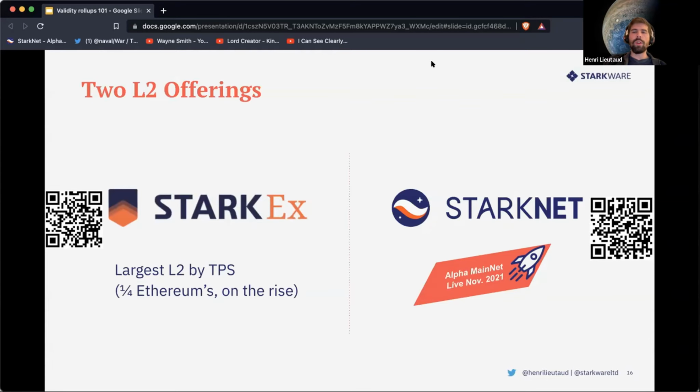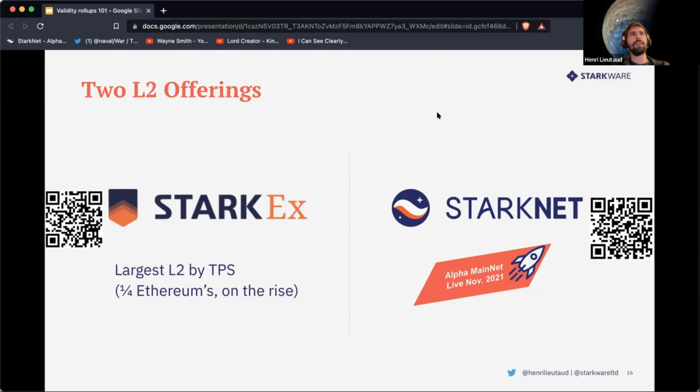Okay, so what do we do with ZK proofs exactly? And that's something also where there's a lot of confusion around usually. In general, people are aware of StarkWare. They're not necessarily aware of what StarkX is, or what StarkNet is. And I saw somebody asking earlier what StarkWare was. So StarkWare is a company.